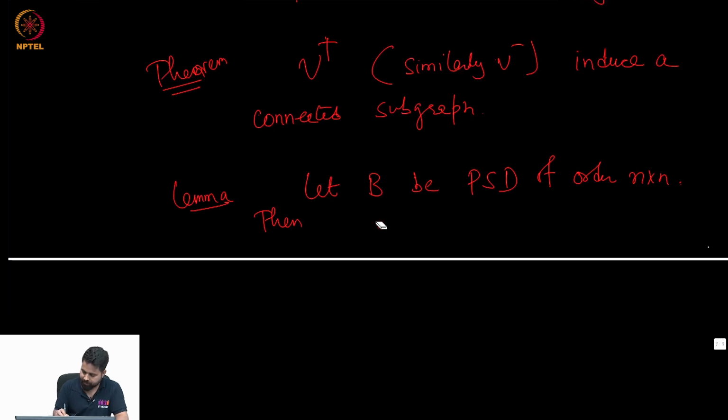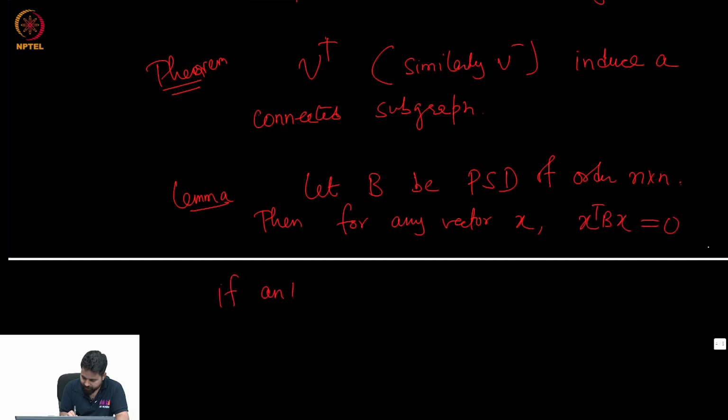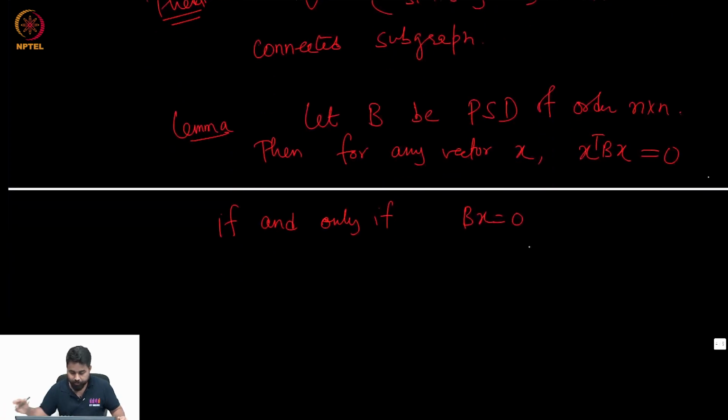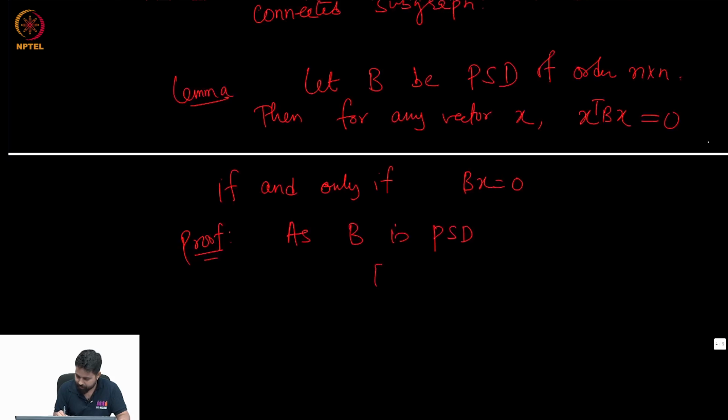X transpose Bx equal to 0 if and only if Bx is equal to 0. How to prove this? This is a very simple one. We know that as B is a positive semi-definite matrix, there exists a matrix C such that B equals C transpose C. This also we have seen many times.